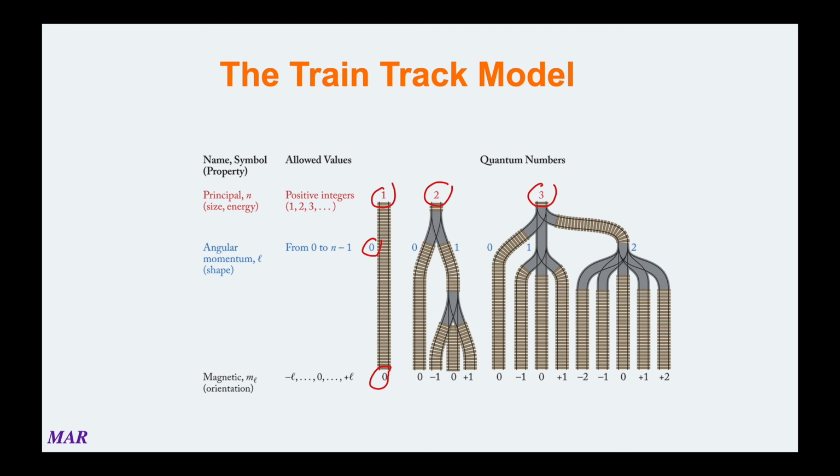On the other hand, when you get to n equals 2, then L values are 0 and 1. They always go up to n minus 1. L of 0 is just an s. That's the 2s. But when L is 1, then m sub L, negative 1, 0, plus 1, those are the 2p orbitals. And then over here, you can do the same kind of thing. This would be 3s, these would be the 3p, and these here would be the 3d. And you can do this for all of them. It works really well. Just make sure you figure out a way to make this all work in your head.